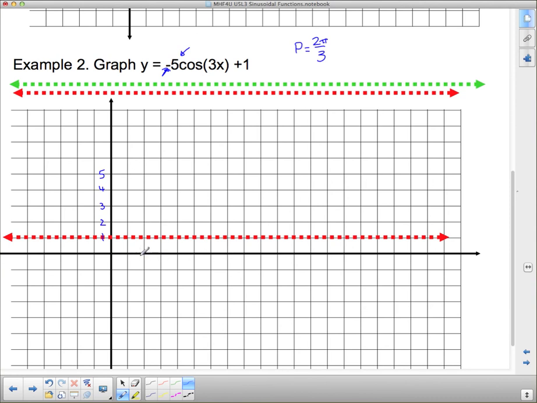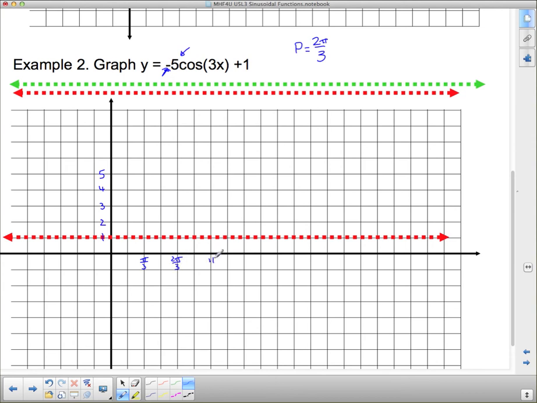And across here, remember, I want to keep the phase shift, but there is no phase shift here, so that's good. But I want to keep this period in mind, so I want to make sure I can hit 2 pi by 3. So I either want to make each space be a pi by 3, or a pi by 6 would work too. Let's let each 2 spaces be a pi by 3. So that this would be pi by 3. This would be 2 pi by 3.